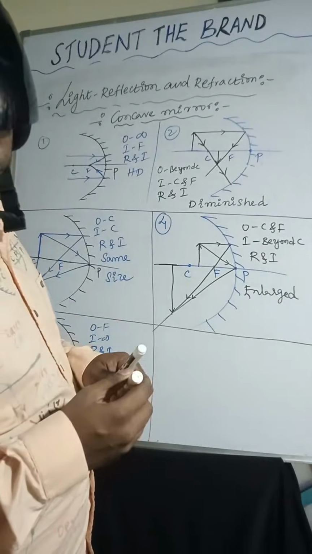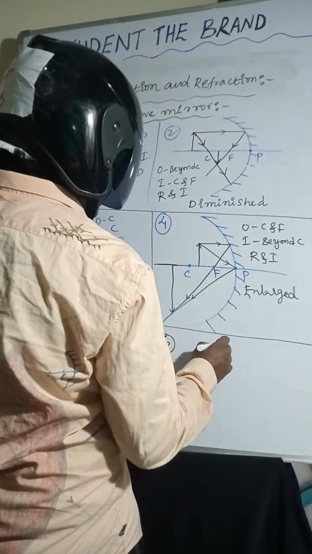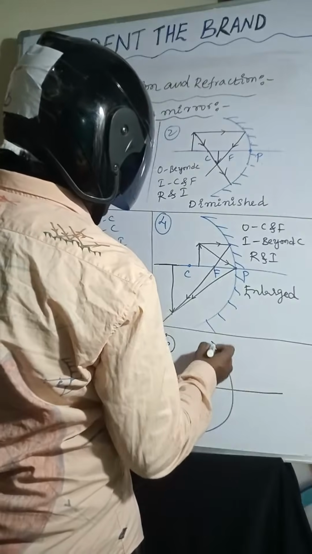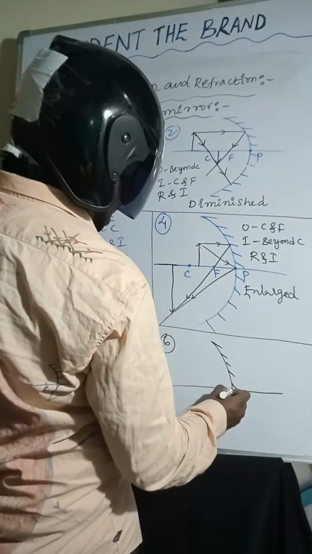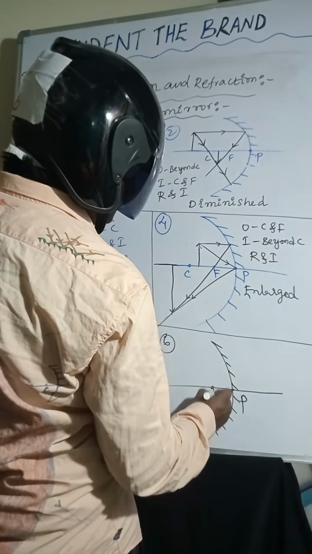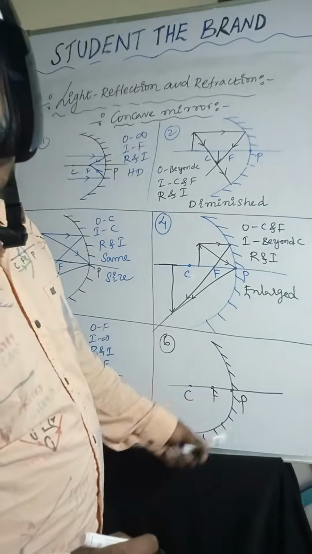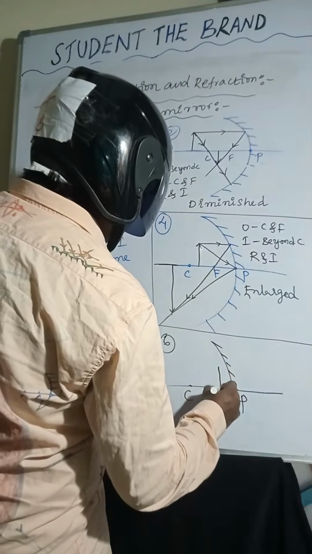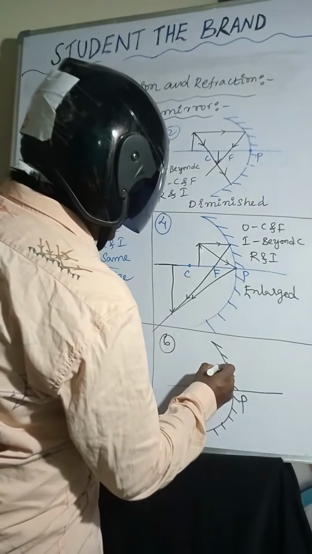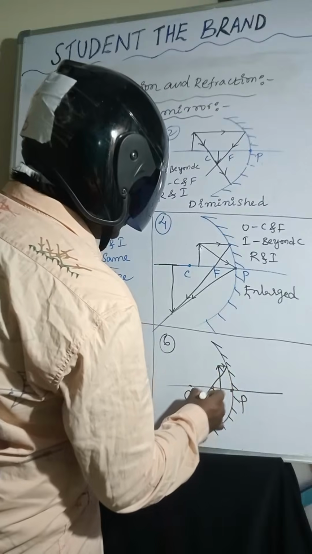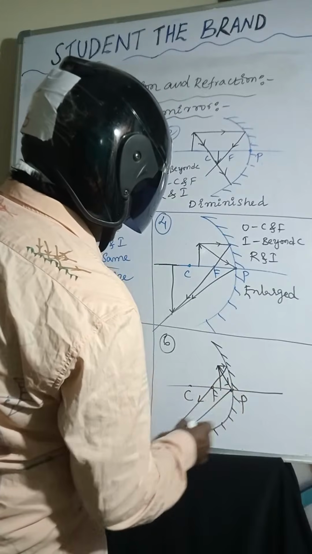Sixth case is very important. So pole, focus, center of curvature. Object is placed between F and P. Here I am placing the object. How many light rays are required? Minimum 2 light rays, I said. So one light ray I am taking like this, it passes through focus. Another light ray is incident at the pole. It reflects back.